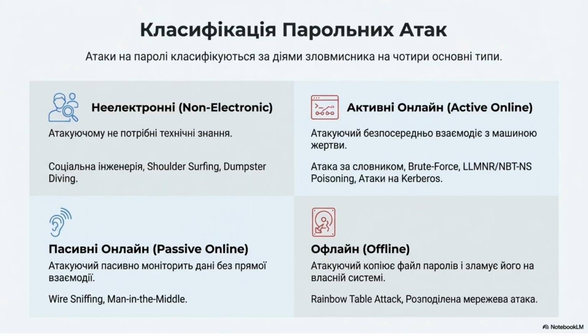administrative privileges. Password attacks are classified into four main types: non-electronic, such as social engineering; active online, like brute force; passive online, such as wire sniffing; and offline, which involves cracking copied password files.